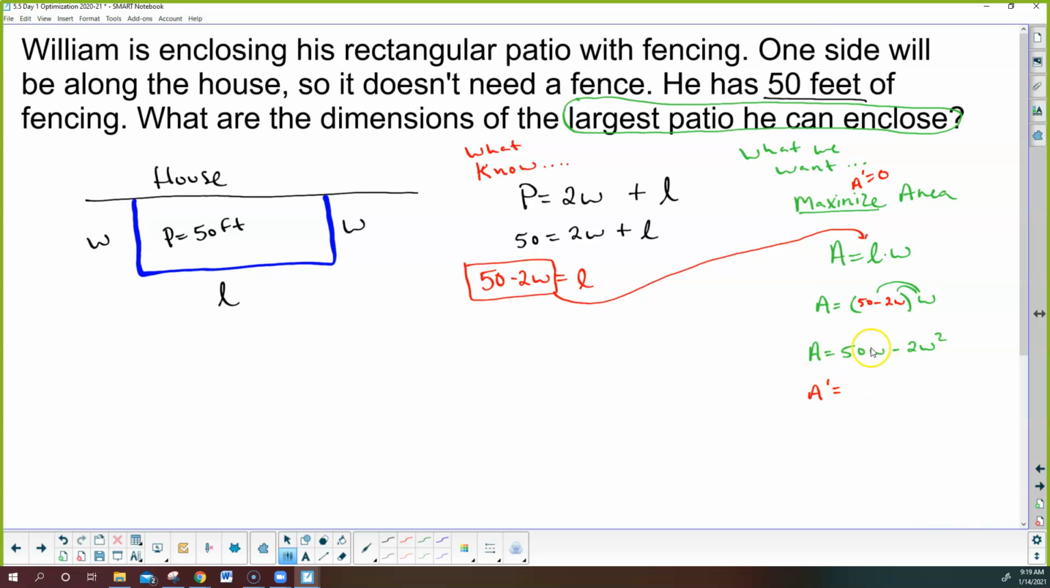I understand we only have a couple minutes left, so I'm going to go a little faster, but hopefully you're able to follow this. The derivative of 50W is just 50. The derivative of negative 2W squared is negative 4W. And then we have to show it set equal to 0. Even though I wrote it up here, we still want to show it. And then it's quick algebra. I added 4W over to the other side. Then divide by 4. And now I know my width.